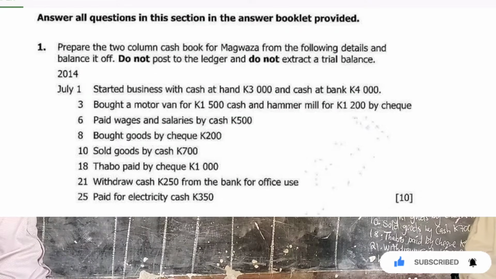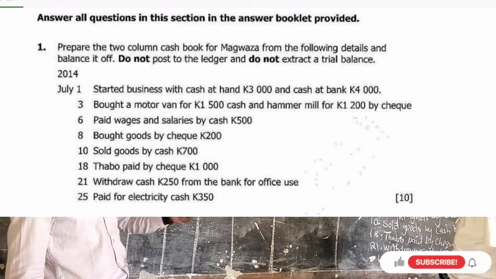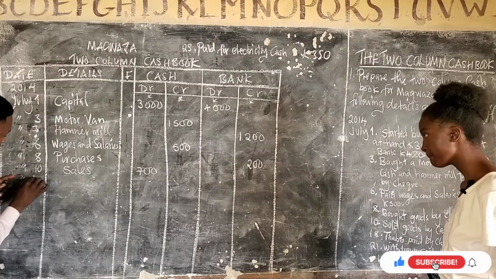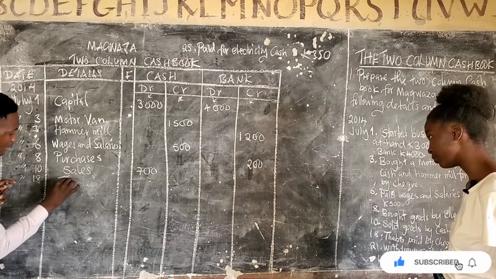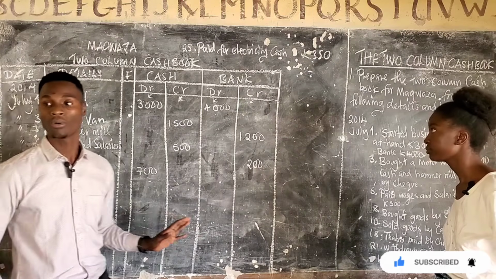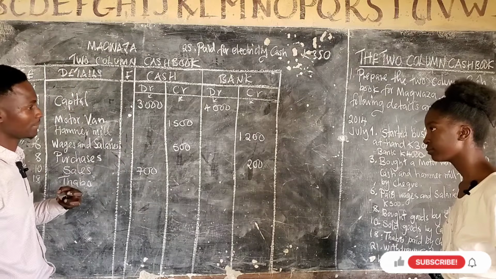Next. Tabo paid us by check, 1,000. So here, 18, we're going to write Tabo, the name of the person. We're going to write Tabo here. Now, it is Tabo paying us.